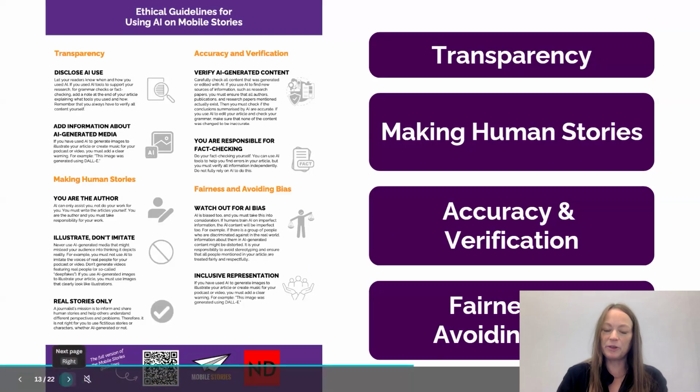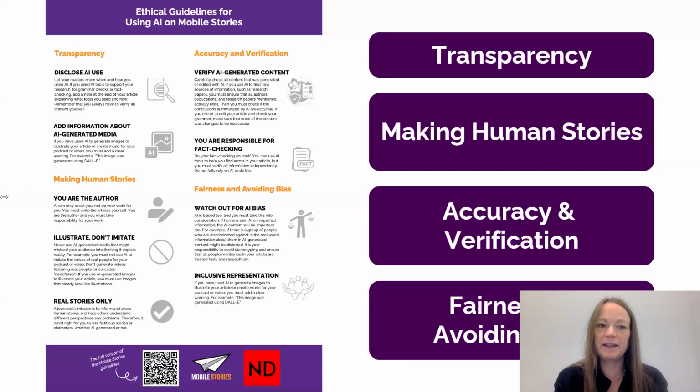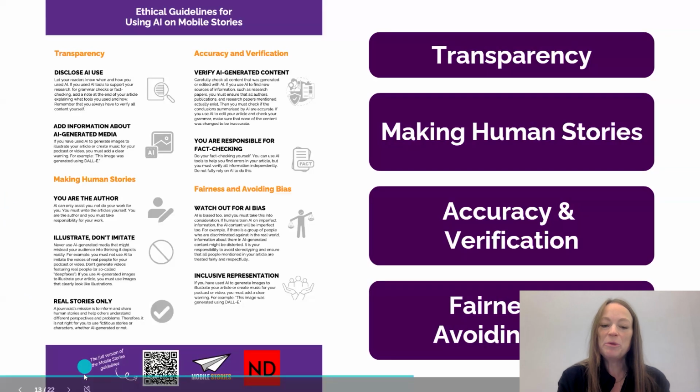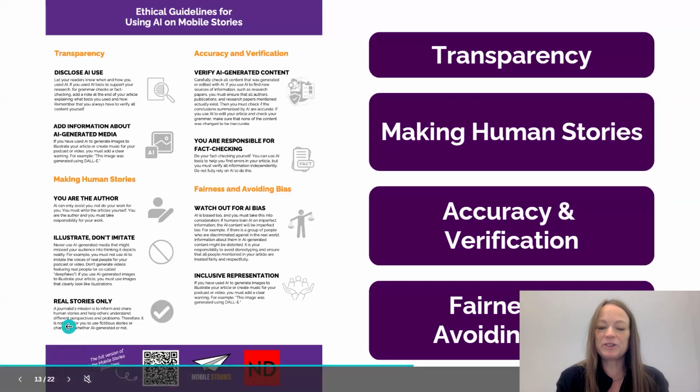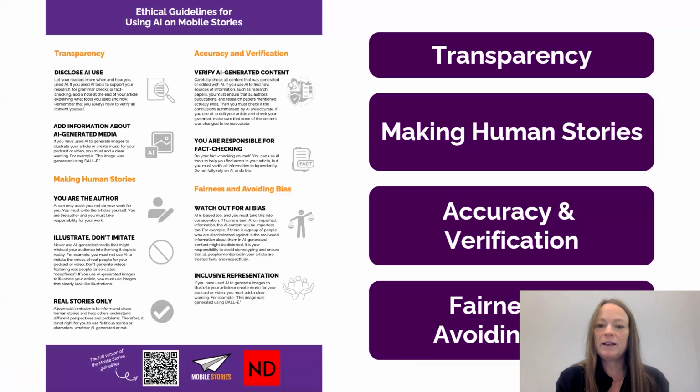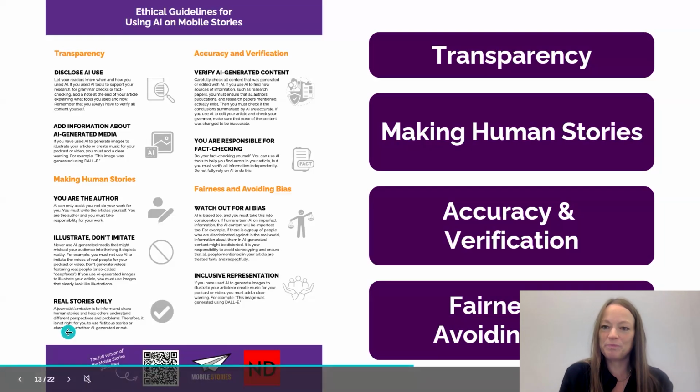And these are the main things that we bring up in these guidelines: transparency, making human stories, accuracy and verification, and fairness, and avoiding bias. We know that many teachers are struggling with this new technique, and we hope that this can be something to hold on to for teachers too.